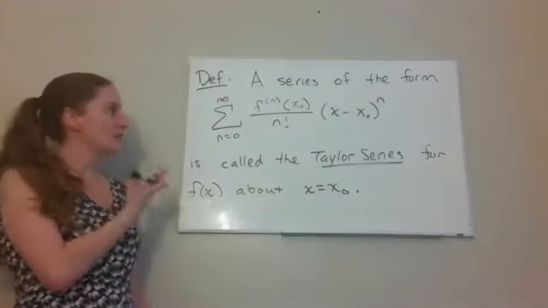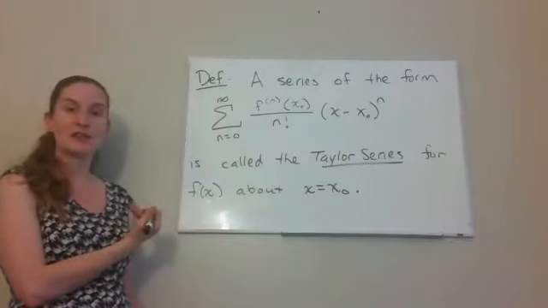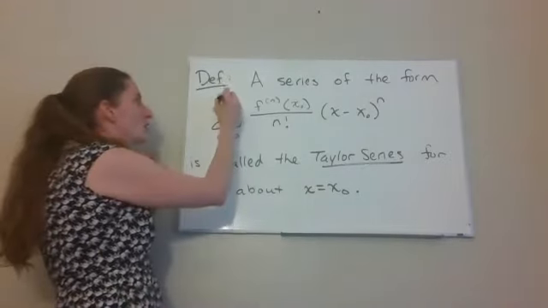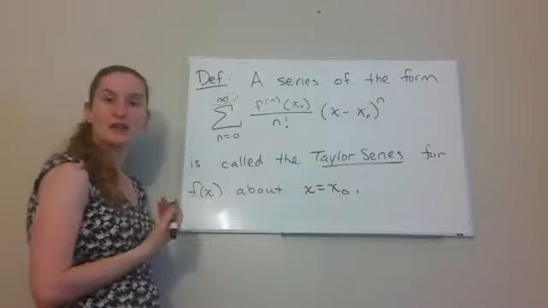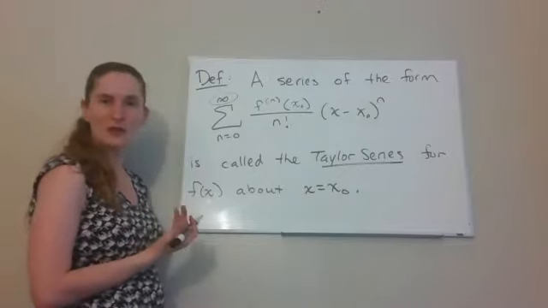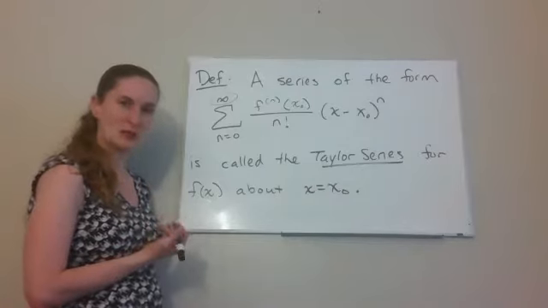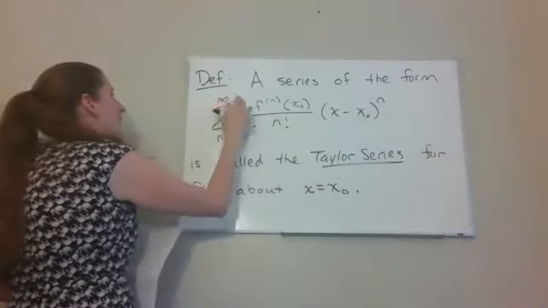So notice that this definition here is identical to the definition we had for a Taylor polynomial. The only difference is instead of going to just some number n, our sum's going all the way to infinity. So this is no longer a polynomial, but it acts very similar to a polynomial. It'd be like if you had infinitely many terms in your polynomial, which we can't have. But it's very similar.